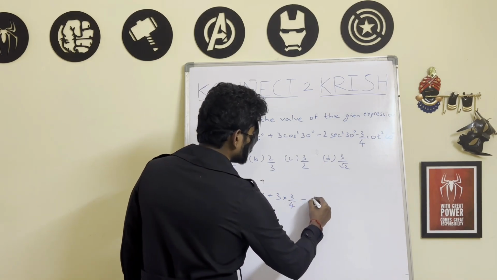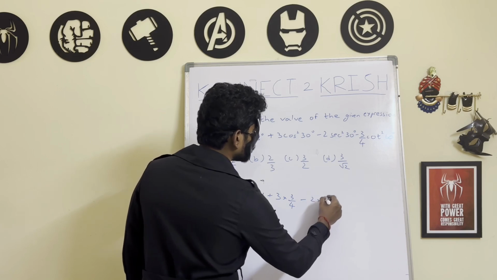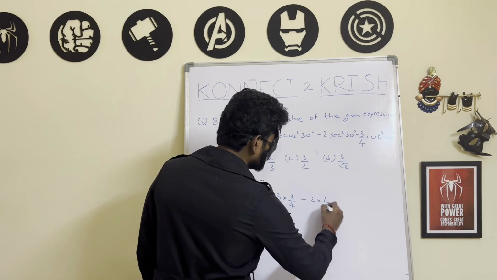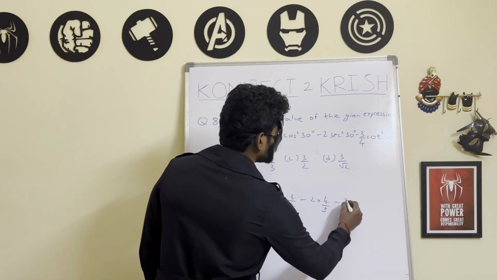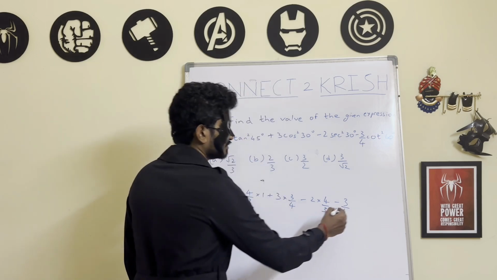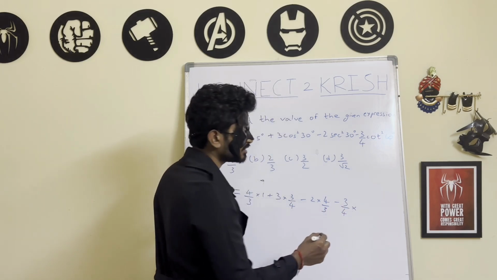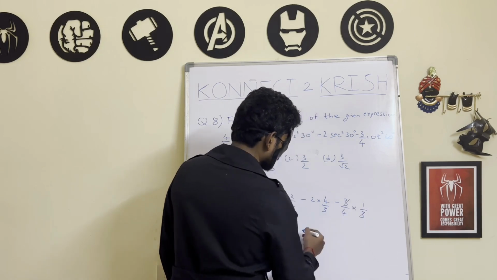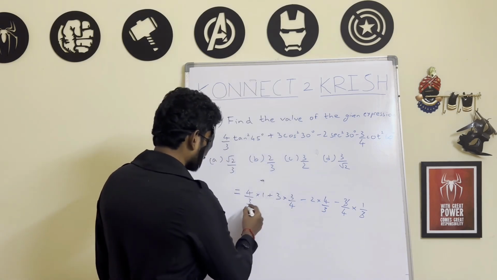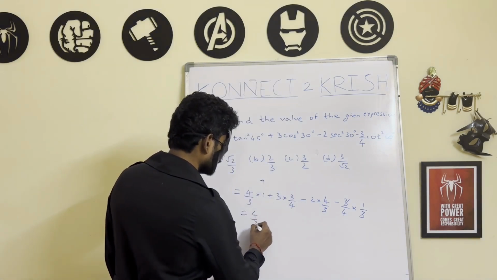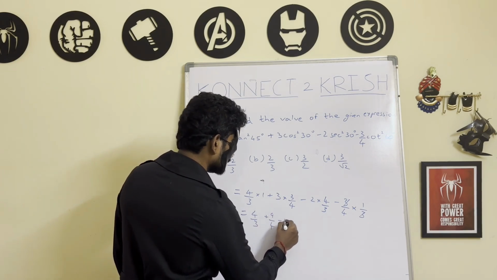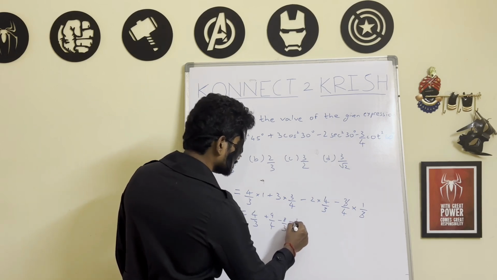Minus secant square 30 is nothing but 2 by root 3, whole square, which is nothing but 4 by 3. Minus 3 by 4 into cot 60 is nothing but 1 by root 3, cot square 60 degrees is nothing but 1 by 3. 3 cancel, is nothing but 4 by 3 plus 9 by 4 minus 8 by 3 minus 1 by 4.